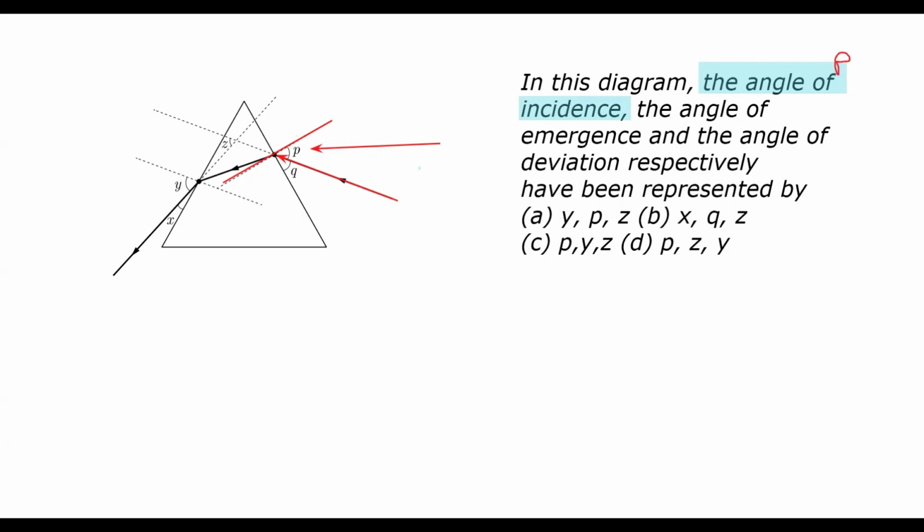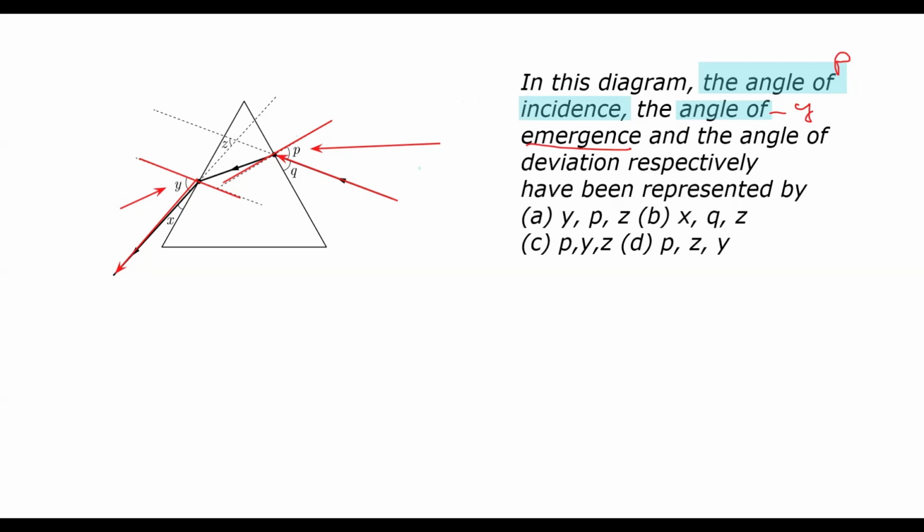And then what we have to identify next is the angle of emergence. The angle of emergence is the angle made by the emergent ray with the normal. So this is the emergent ray, and this is the normal. Therefore the angle of emergence is Y. So the angle of emergence is Y here.